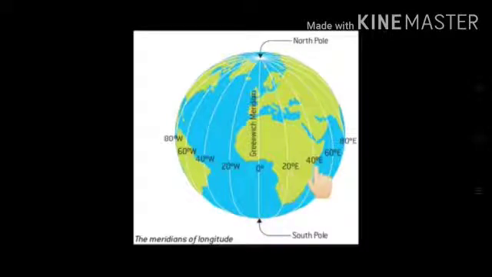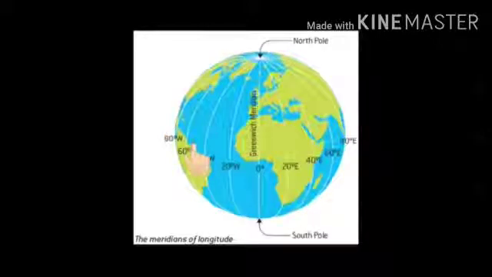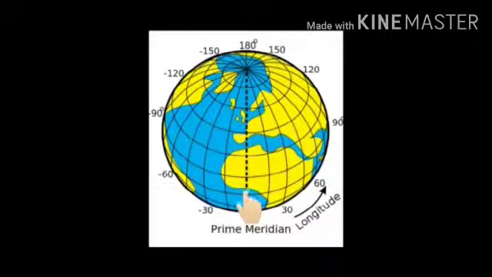20 degree east, 40 degree east, 60 degree east, 80 degree east and so on. It is in eastern hemisphere. Then here 20 degree west, 40 degree west, 60, 80 and so on. These are in western hemisphere.